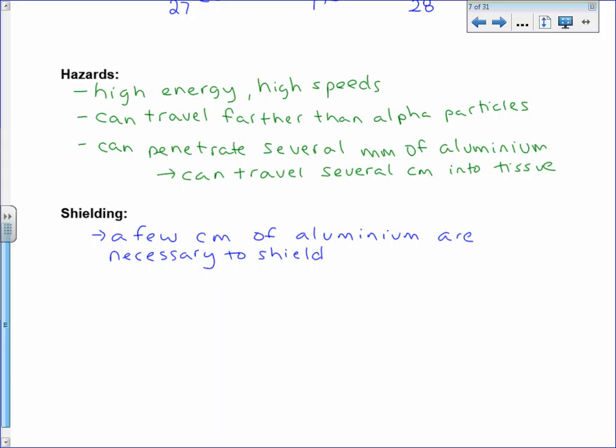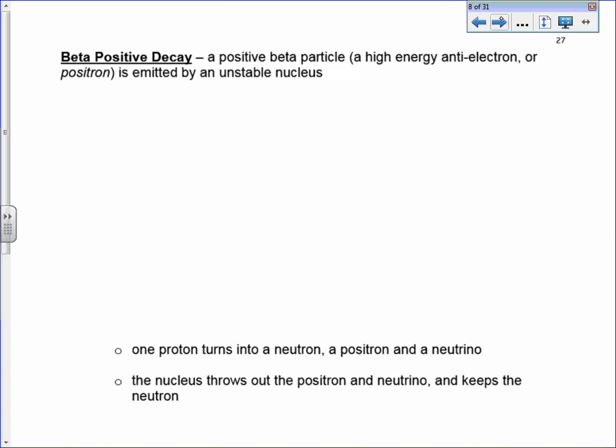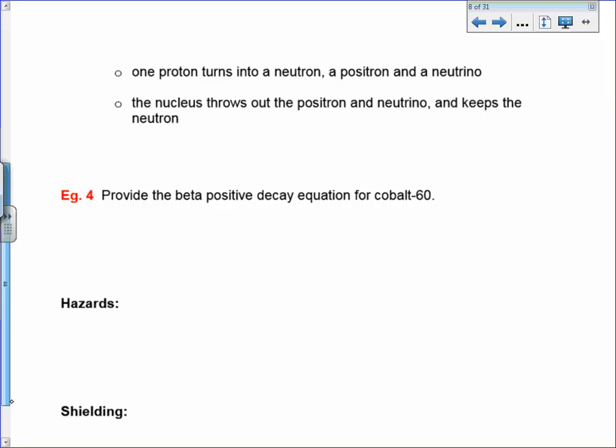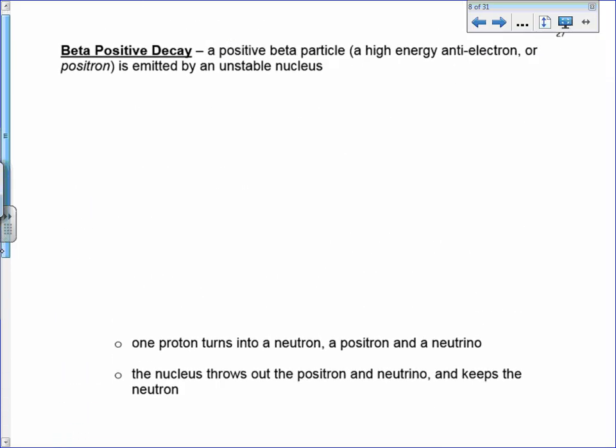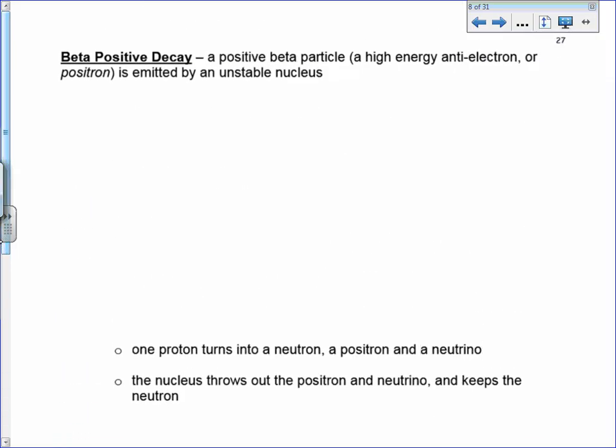So we'll move on to beta positive, which is similar, yet there are some subtle differences, but generally it's pretty similar to what we're going to do. I said I had the hazards up here, but I'm not going to talk about the same hazards. So beta positive decay is a positive beta particle, which is a high energy anti-electron, or what's called a positron. We signify that with an e with a little anti-hat, or you can have a positive electron, if I can say that. But we avoid the positives and negatives in the nuclear notation.